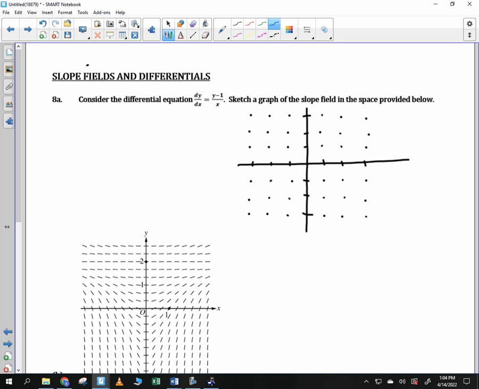So as I've got that drawn, who can tell me anything about this slope field? I got y minus 1 over x. Okay, I got undefined at x equals 0. Where is x equal to 0? On the y-axis. So therefore, I'm not going to have any slopes along the y-axis. What else can you tell me? Think about the numerator. Whenever y equals 1, the slope is? So y is equal to 1 right here. So all along here, I'm going to draw slopes of 0.